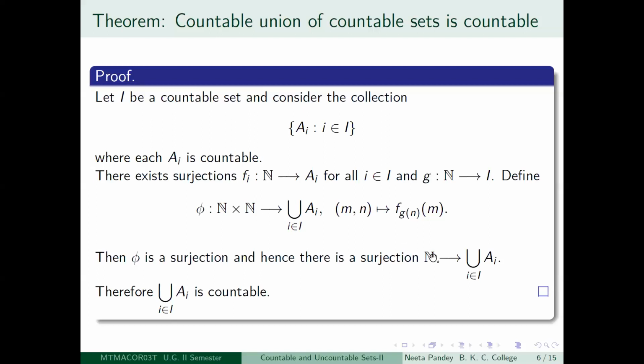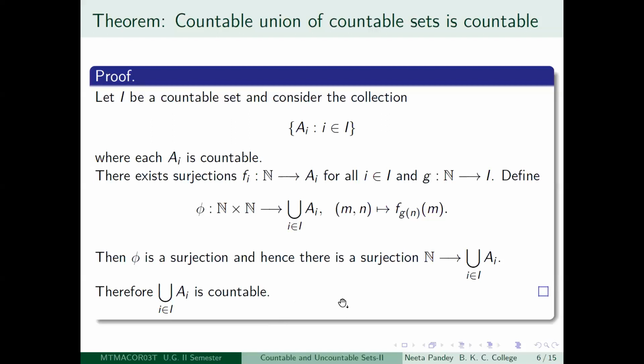So there is a surjection from the set of positive integers to N cross N. So again you take the composition. From N to N cross N you have a surjection, and compose that with this map phi. So you get a surjection from the set of positive integers to the union of Ai. Therefore, by that characterization, what have you got? That the union of Ai is countable. So if you take a countable collection of countable sets and take its union, then you will again get a countable set. This is your result.